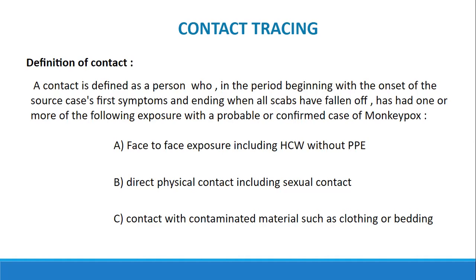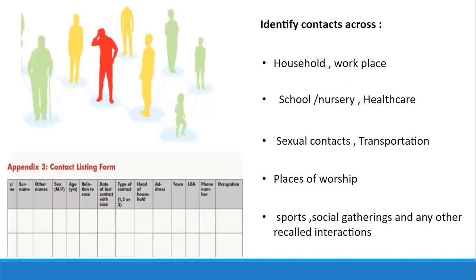So the contact can be face-to-face exposure, including healthcare worker without PPE, direct physical contact, including sexual contact, contact with contaminated materials such as clothing or bedding. So these people are considered as contacts. So we have to trace them, like we have done in COVID also. So identify the contacts across household, workplace, school or nursery or healthcare facilities. So sexual contact, transportation, places of worship, sports, social gatherings, and any other recalled interactions.